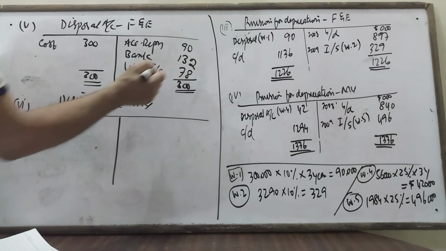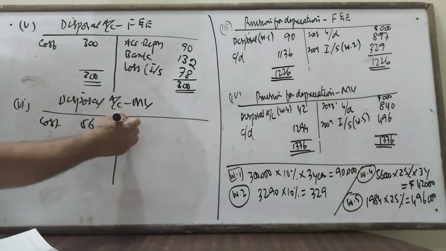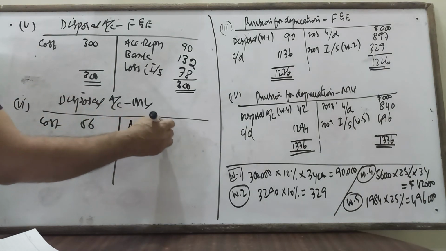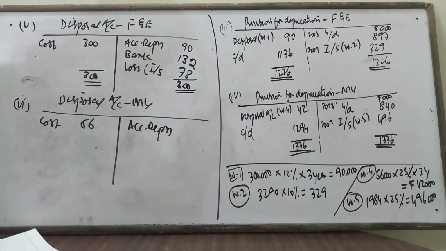Similarly, the disposal of motor vehicle. I'm talking about point number 2. You must have the paper in front of you and see additional point number 2. On 1st February, 3 new motor vehicles were purchased for 80,000. On the same date, a vehicle with a cost of 56,000 was sold. This vehicle was used for 3 years. We have already calculated this in working number 4. The vehicle sold has been used for 3 years and the total accumulated depreciation for 3 years was 42.